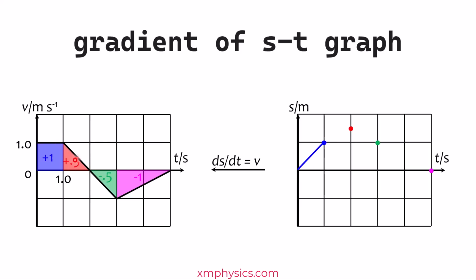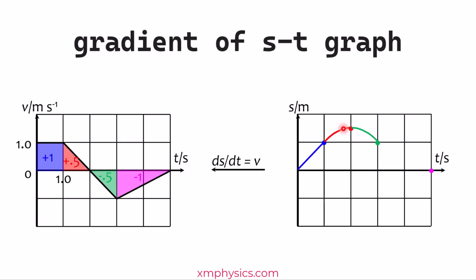But in the next 1 second, the speed is not constant. Your speed is decreasing towards 0. Slowing down would mean that the gradients on the ST graph must become flatter and flatter. So it's a curve that becomes flatter and flatter. Now in the next 1 second here, we're actually going faster and faster. So if you're going faster and faster, the gradient must become steeper and steeper.